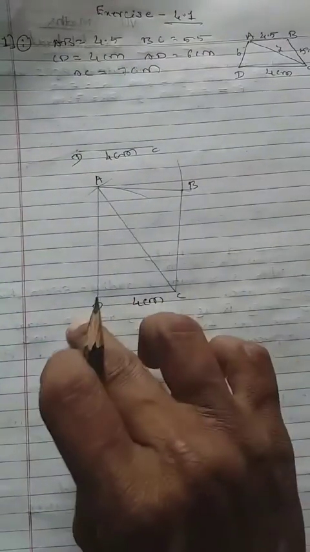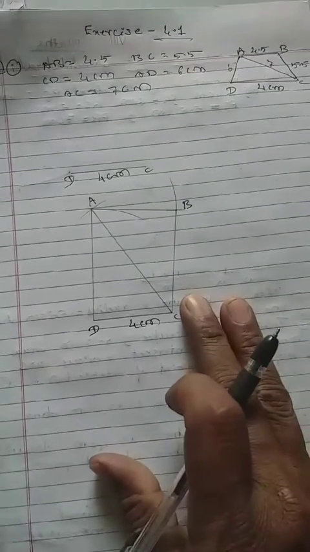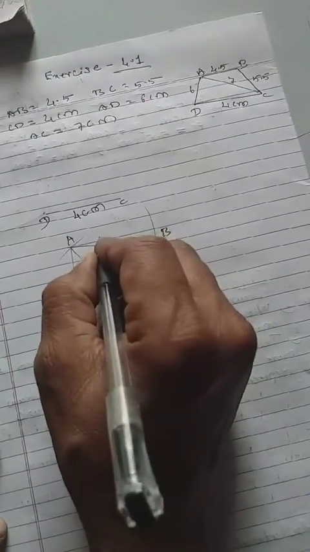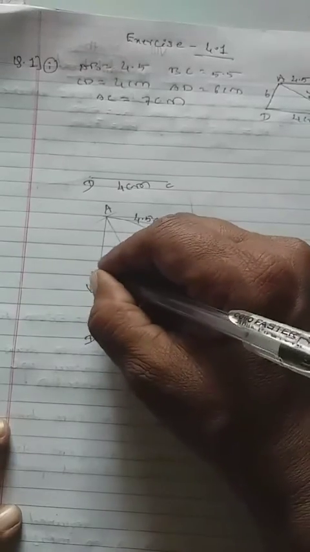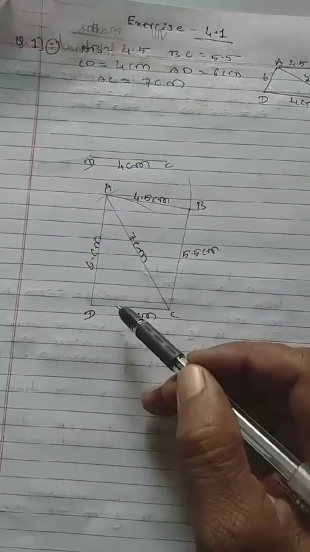Now ABCD is our required quadrilateral. Now write the measure of each side. AB 4.5 centimeters, BC 5.5 centimeters, DC 4 centimeters and AD 6 centimeters, and the diagonal AC is 7 centimeters. So this is our quadrilateral according to the given measures.